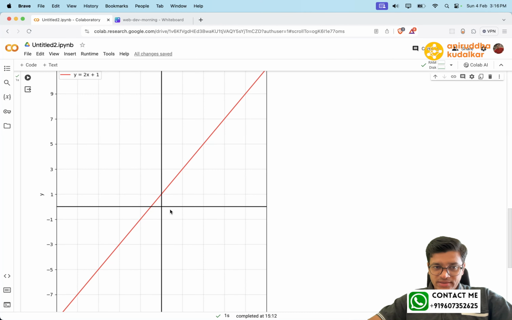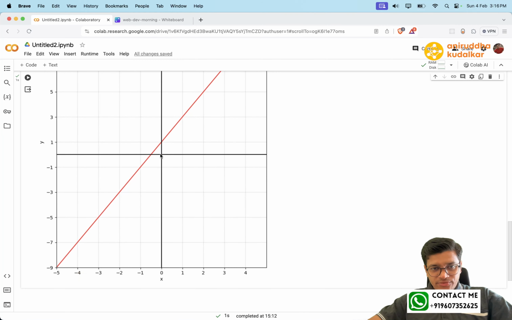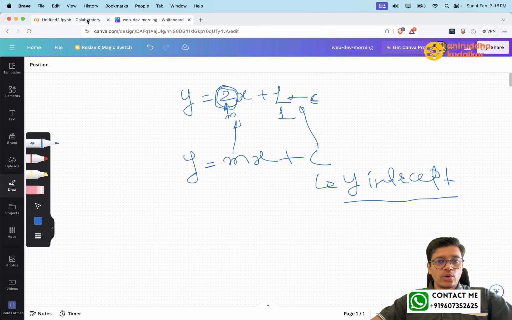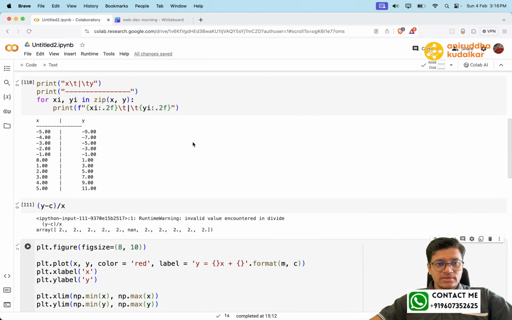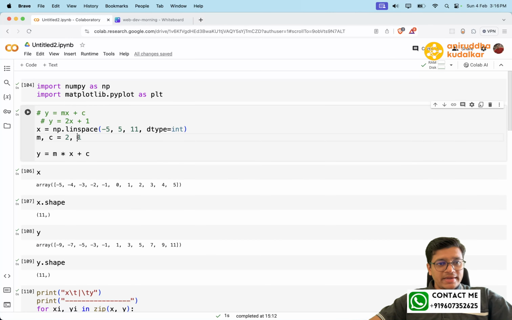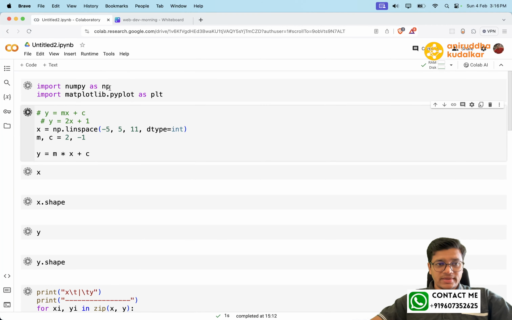When you say plus 1, it is on this part of the y. If you say minus 1, it would be on this part of the y. If you go again and just make it minus 1, y-intercept is minus 1. Run time and run all.